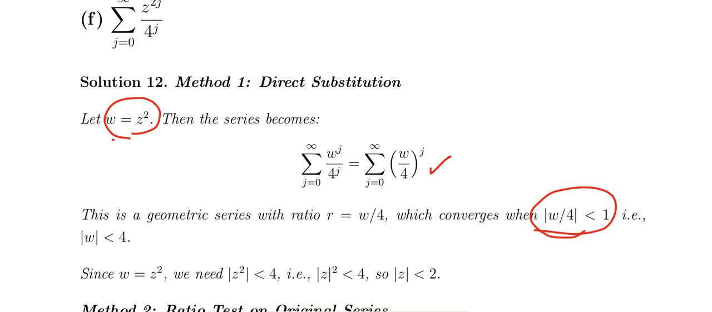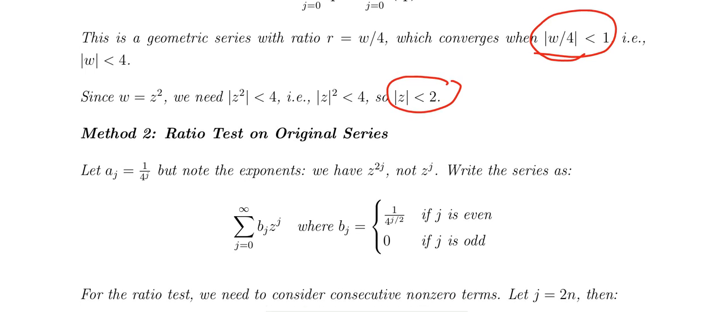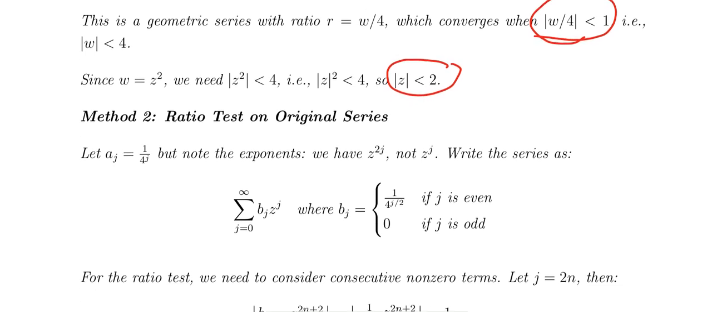Now mod z less than root 4, root 4 is 2. Mod z less than 2 means the series converges. Now that is called the ratio test. That is, the radius of convergence is 2.